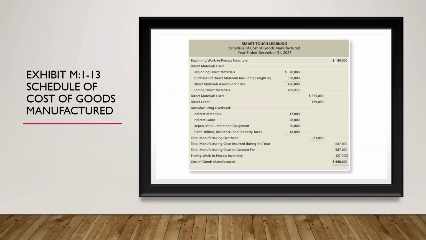Here, Exhibit 1-13 shows a completed schedule of cost of goods manufactured for the company, Smart Touch Learning, which includes all 3 steps. A company prepares a schedule of cost of goods manufactured to show detailed information about the cost of making its inventory, and it is part of the calculation of cost of goods sold. Here you see Smart Touch Learning's schedule of cost of goods manufactured, year ended December 31st, 2027.